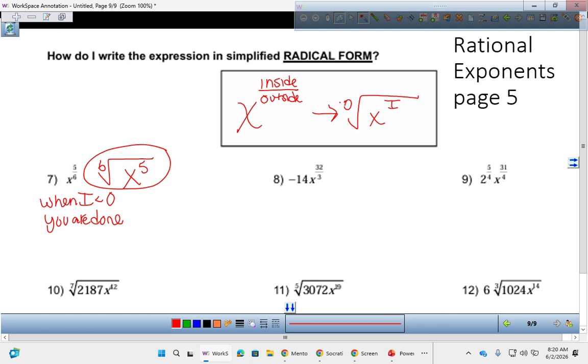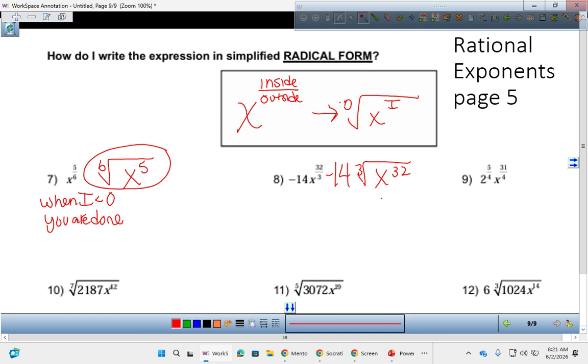Now, for number 8, that negative 14 that's in the front is not touching the fraction. The fraction only belongs to the x. So when I write the root, the base is x. It's not 14x. The 14 is called a coefficient. It's not a base. The base is what goes inside. The inside number would be the numerator, and the outside number would go as the denominator. Now what that means for the negative 14 is it's just going to go to the front of the problem and get carried down as we go.